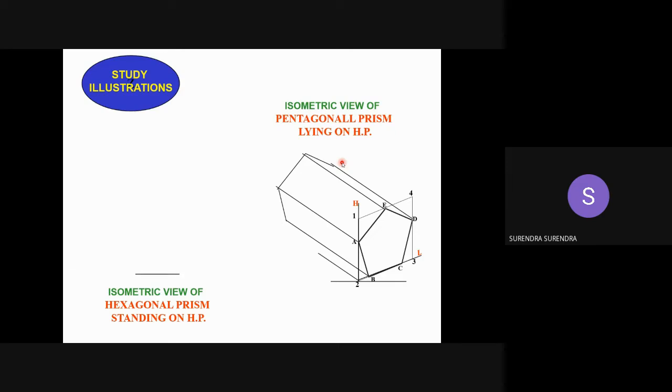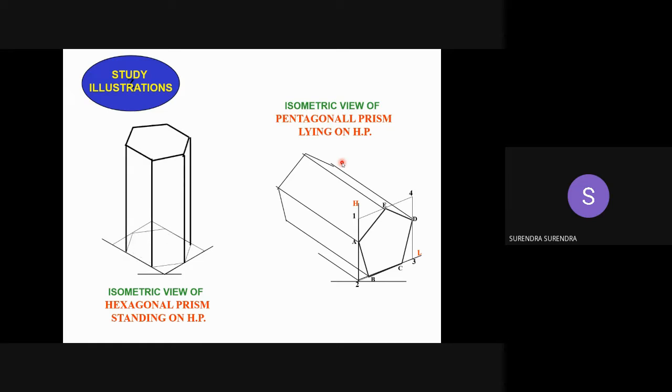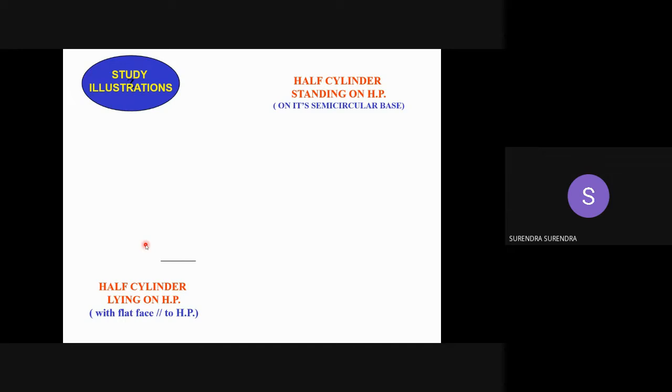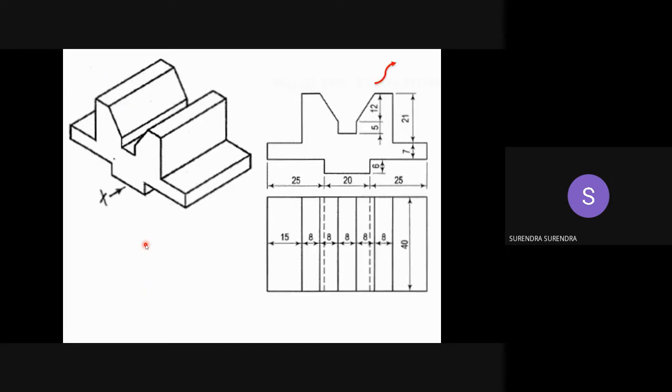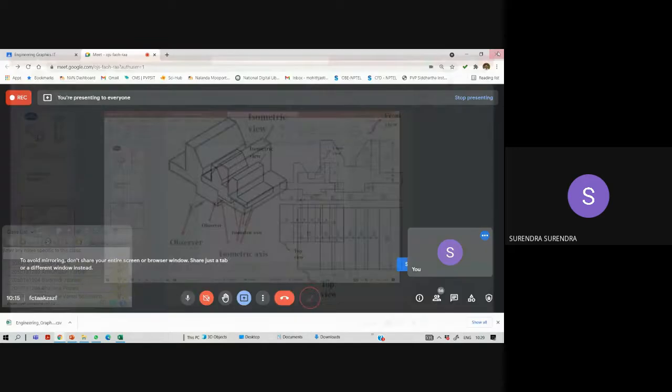This is isometric view of a prism. Similarly, when it is resting on the ground with its base, only highlight the, so this is half cylinder. Now let us draw the isometric view for this. How should we draw the isometric view for this? I will show it on board. Just wait for 2 minutes. I am changing the position.